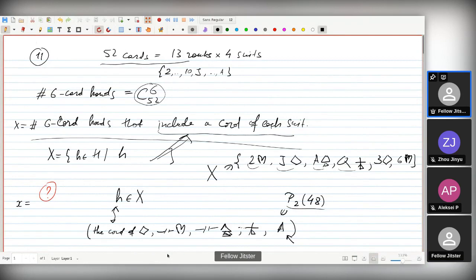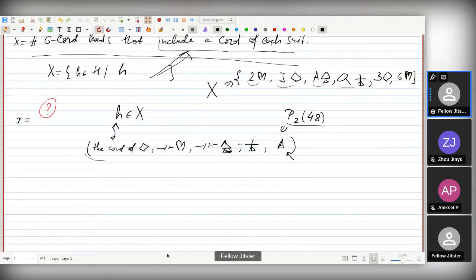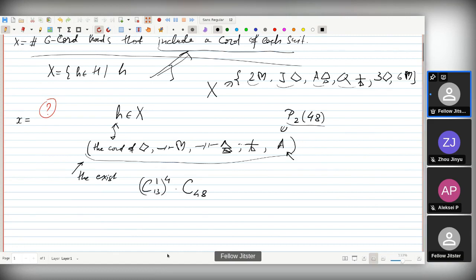Yeah. So how many such tuples do we have? Choice 1 from 13 in the first part. Of course, there are 13 to the power of 4 multiplied by 48 choose 2. Yeah.